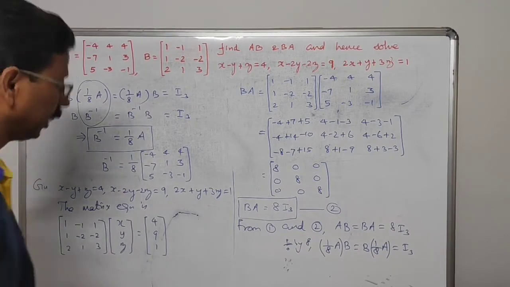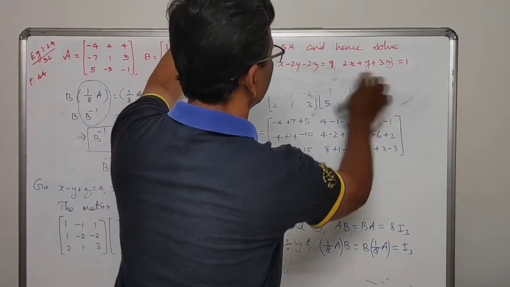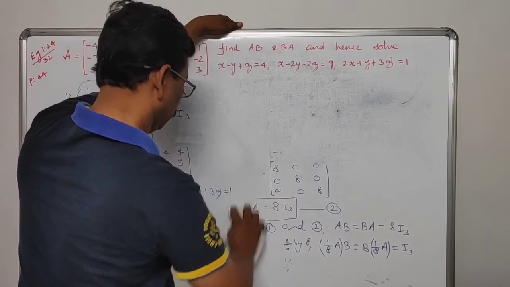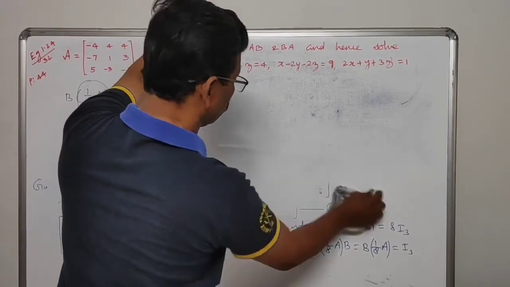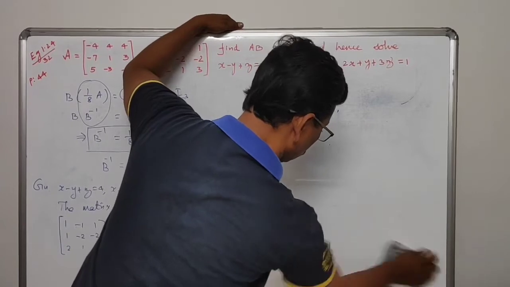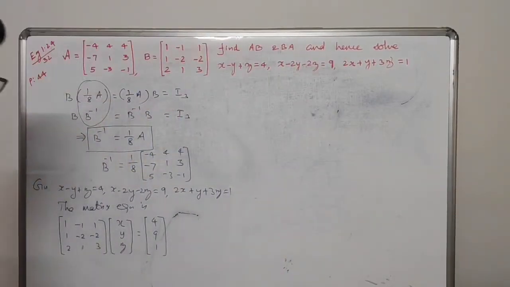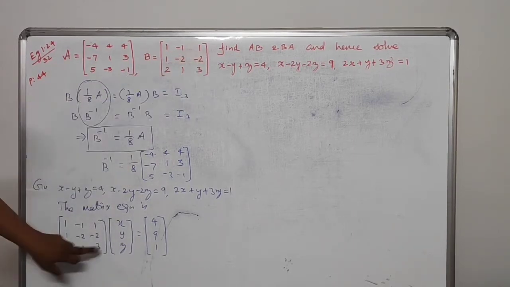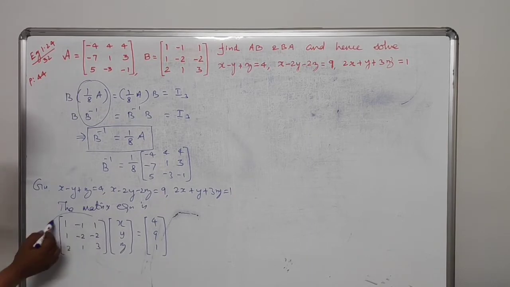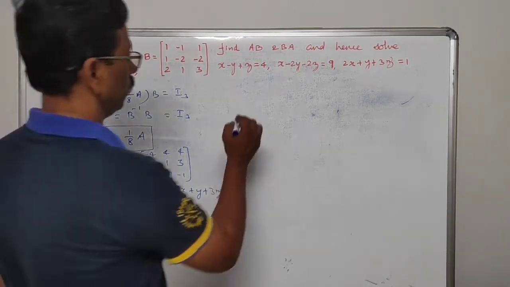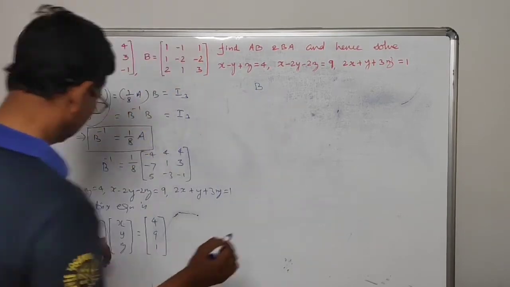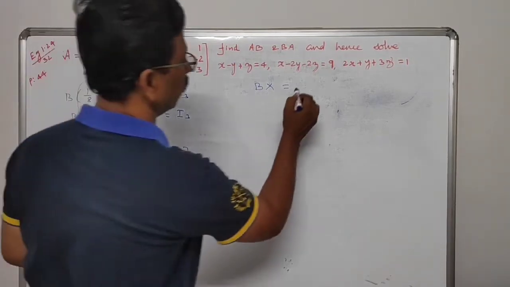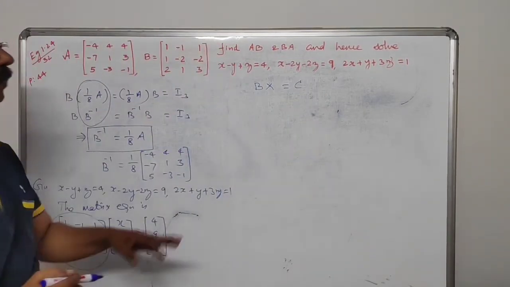This matrix equation is of the form: this matrix 1 minus 1 1, 1 minus 2 minus 2, 2 1 3 is nothing but matrix B. Therefore, this one can be taken as matrix B. This is the variables matrix, you can take it as X. We can name this constant matrix as C. It is of the form BX equal to C. This is like the form AX equal to B.